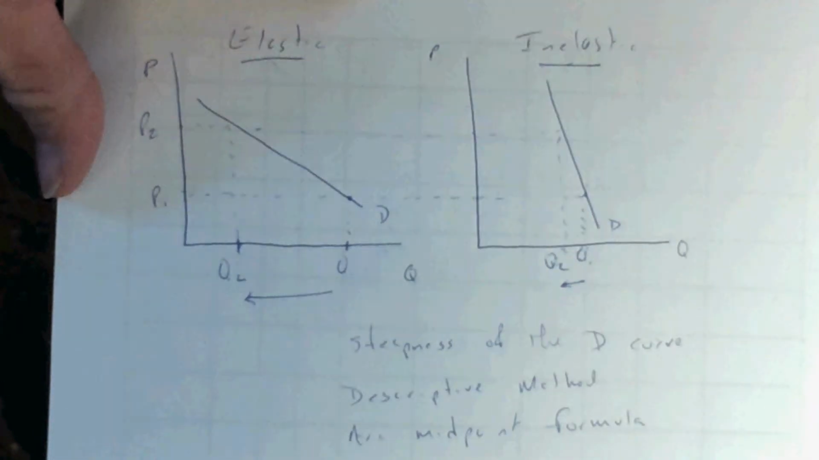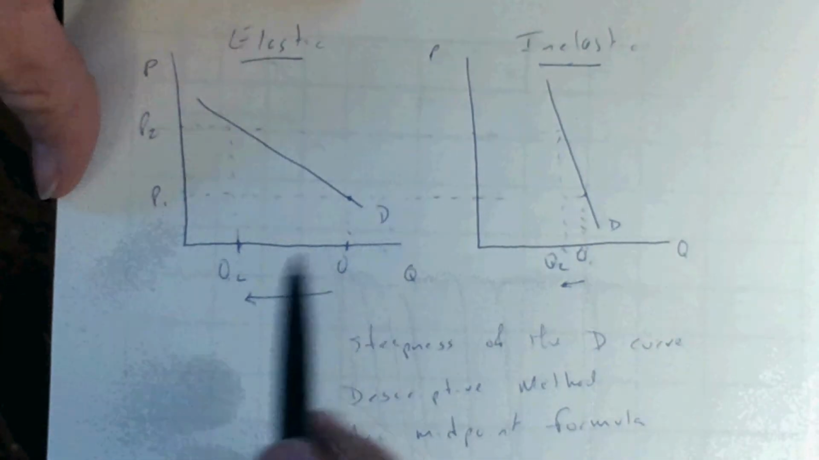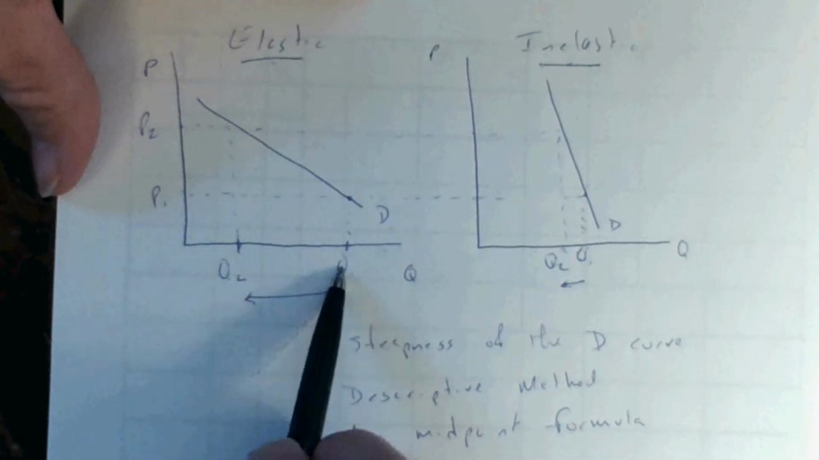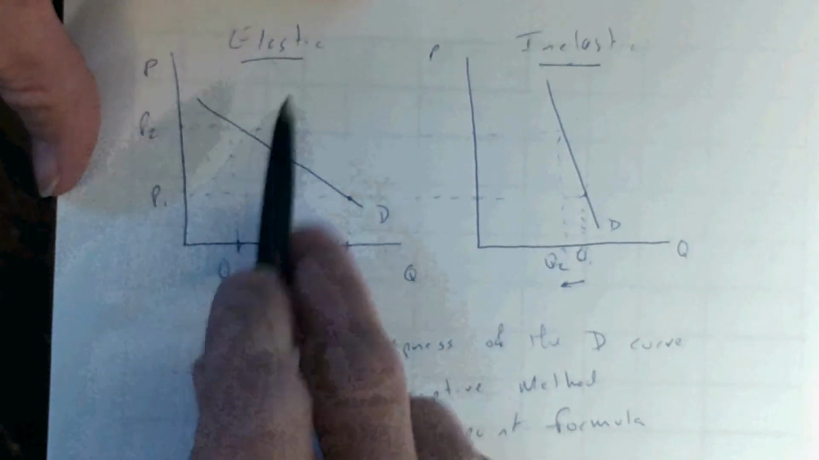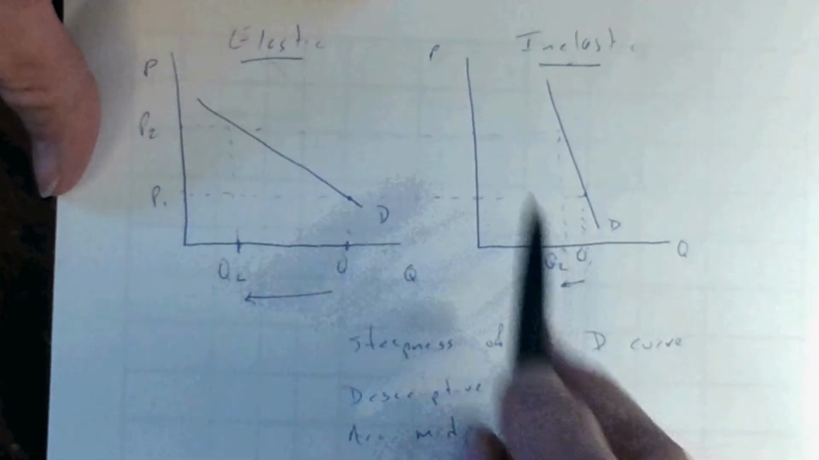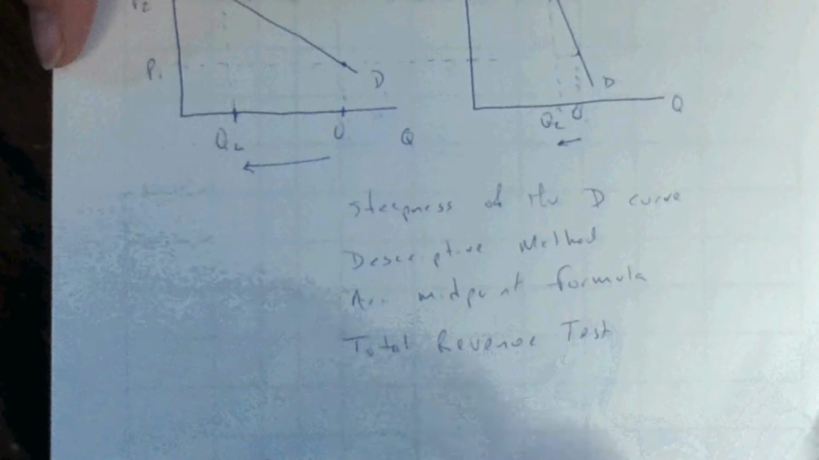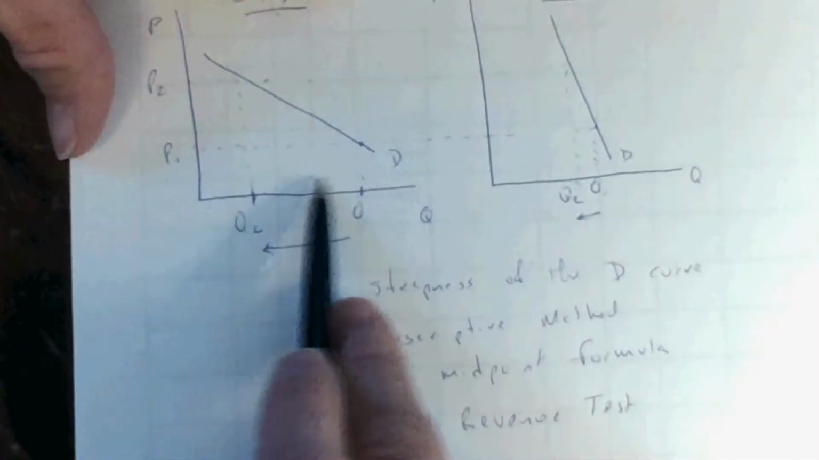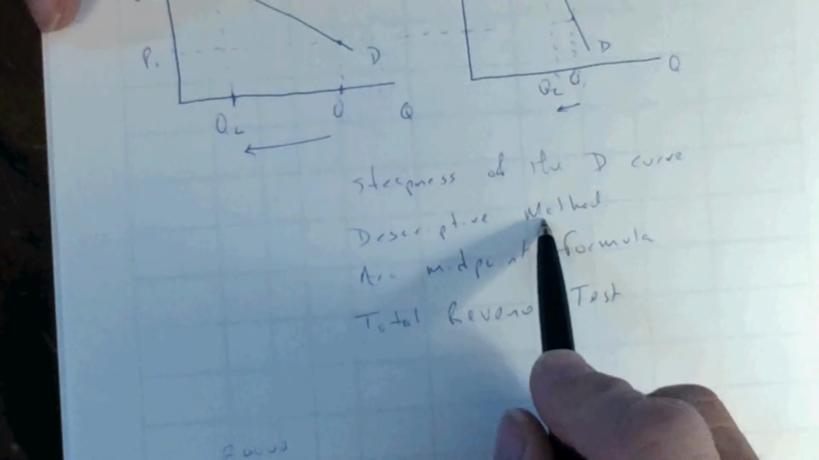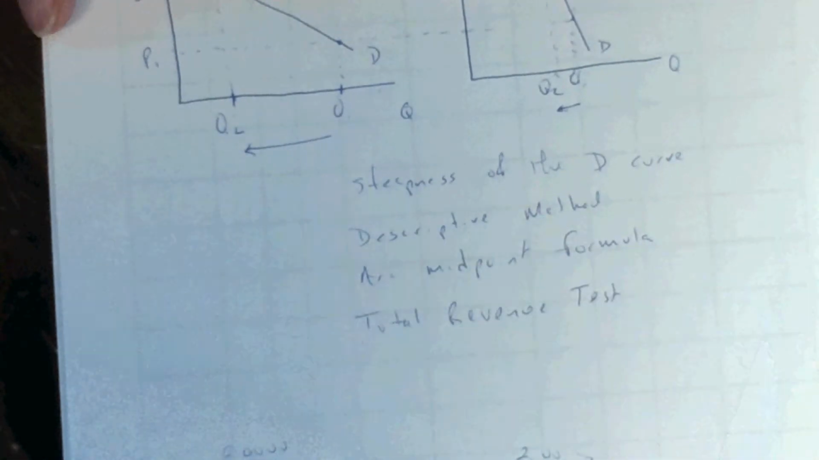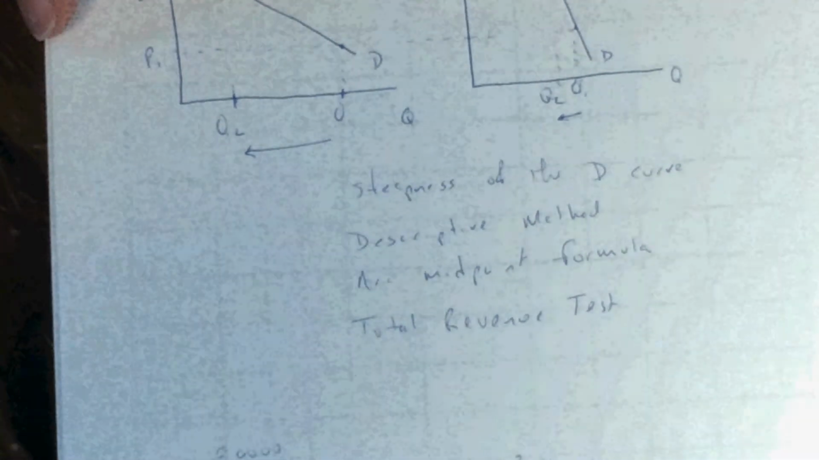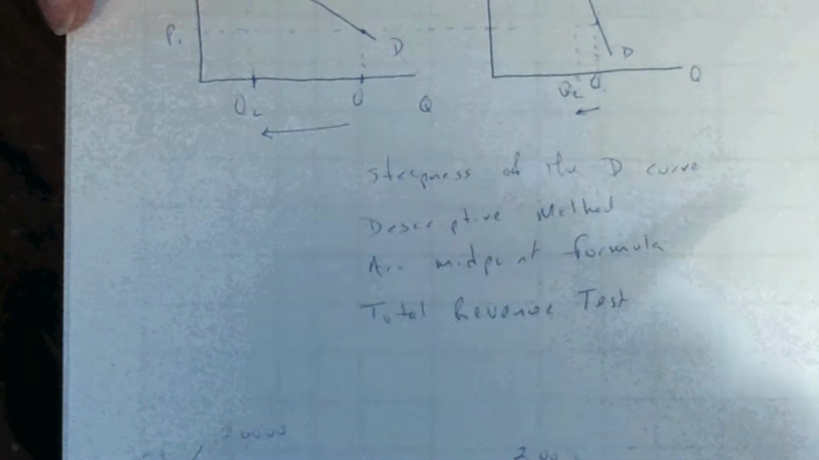Adjunct Professor Moran, Microeconomics 112. We're discussing the concept of elasticity, how responsive quantity demanded is to a change in price. Elastic, very responsive; inelastic, not very responsive. We've talked about the steepness of the curve. We've talked about the descriptive method: many substitutes, luxury versus necessity, percentage of income, and durable versus non-durable.